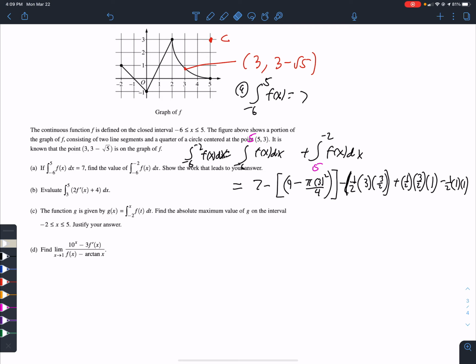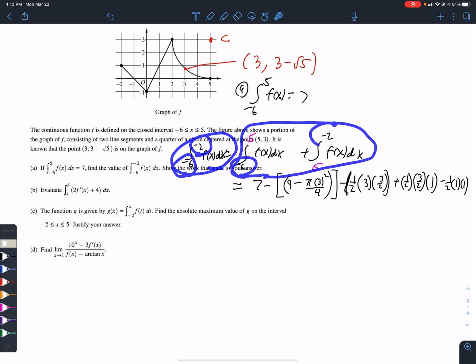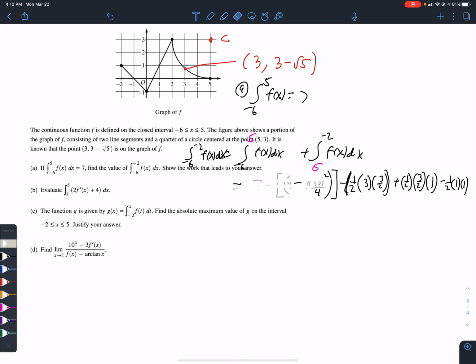The concept there, the big concept was an integral could be broken up into two separate integrals as long as your start is the same start, your end is the same end, and these can be any number as long as they're the same as each other. Okay, so that was the big picture for part A. Let's go to part B.